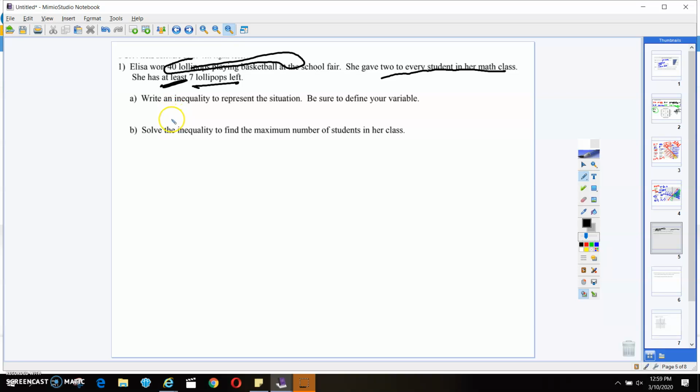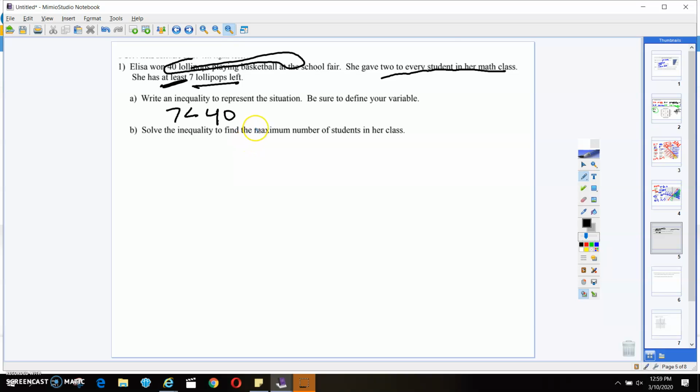At least or more than, those are words that you're going to use in order to signify that we're going to do an inequality. So we're going to have at least 7. That means 7 is going to be the least amount. And then she started off with 40 lollipops. So we're going to give those lollipops right here. 40 lollipops. Just 40.